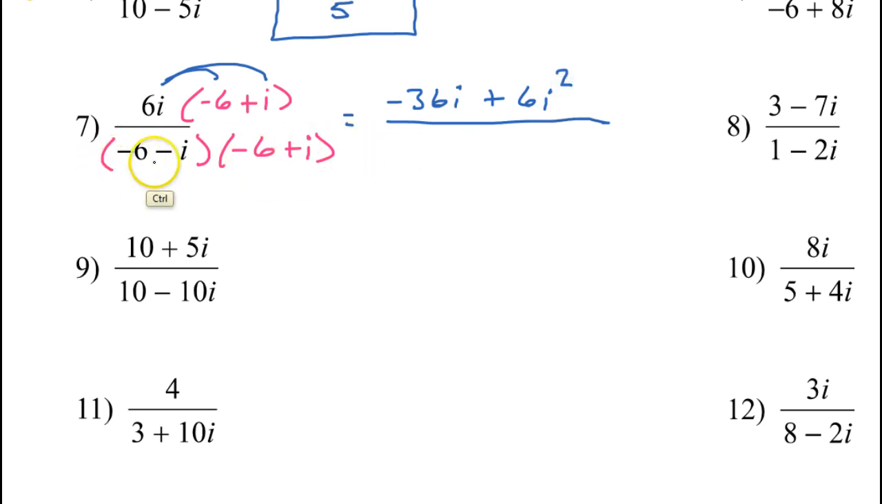Down here I need to FOIL or double distribute, whatever you want to call it. Negative 6 times negative 6 is positive 36. Negative 6 times i is negative 6i. Negative i times negative 6 is positive 6i. Negative i times positive i is negative i squared. Okay, so now keep in mind that i squared is negative 1. So that's going to turn this 6i squared into a negative 6. And this minus i squared is like minus negative 1. Minus negative 1 is the same thing as plus 1. So that's going to turn this into plus 1 with no i's on it.